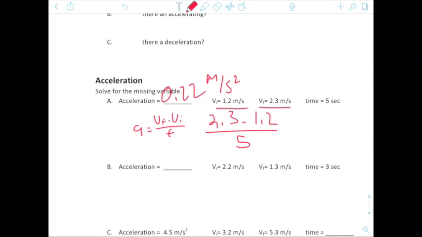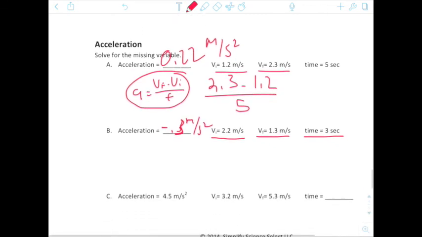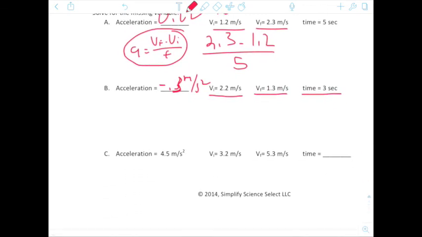In our next problem, we're doing the same thing using the same acceleration equation, but this time we have a final velocity of 1.3, initial velocity of 2.2, and 3 seconds, plugging those variables in. And what you should see is you get a negative acceleration of 0.3 meters per second squared. And lastly, see if you can rearrange the equation. You're solving for time, and the answer that you should get is 0.467 seconds.